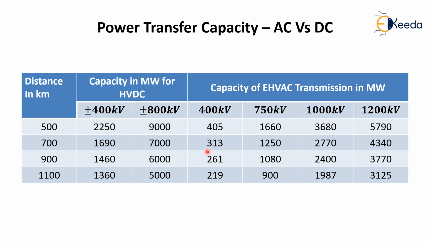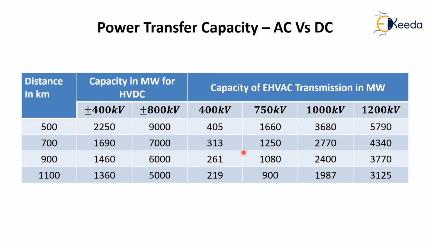Why is it getting reduced? With the increase in length and increase in voltage, the power transfer capacity is getting reduced. That is not the case for DC systems. So DC systems are always preferred when we are going for long distances. So that's all about this video, my dear students.